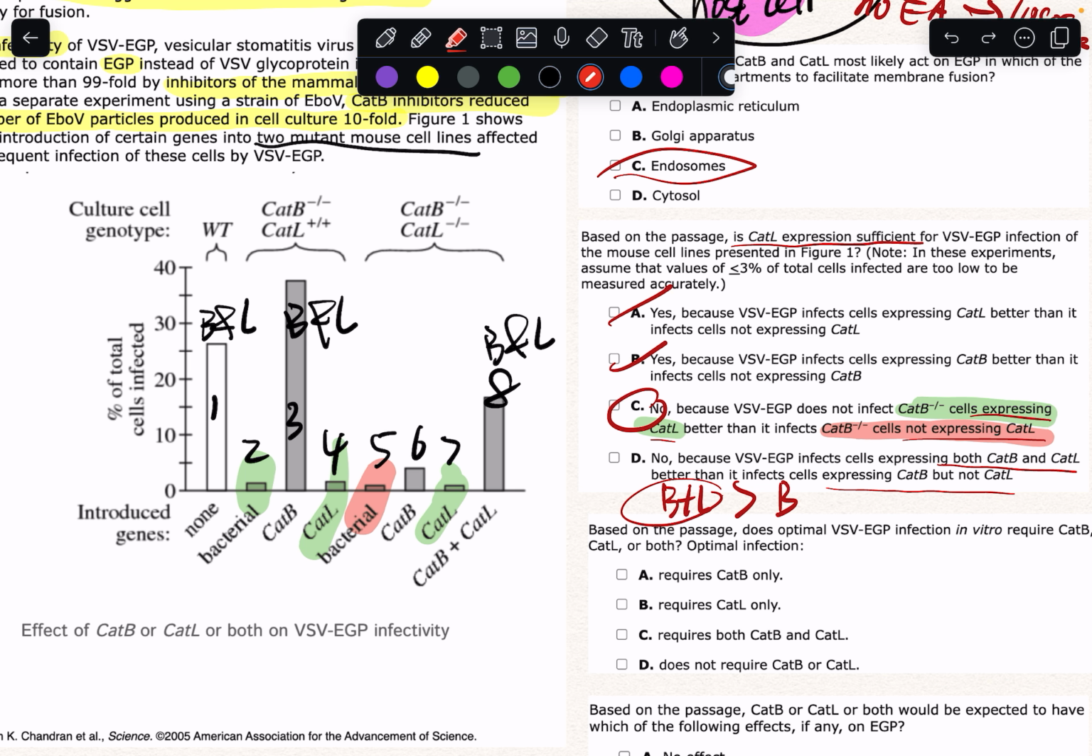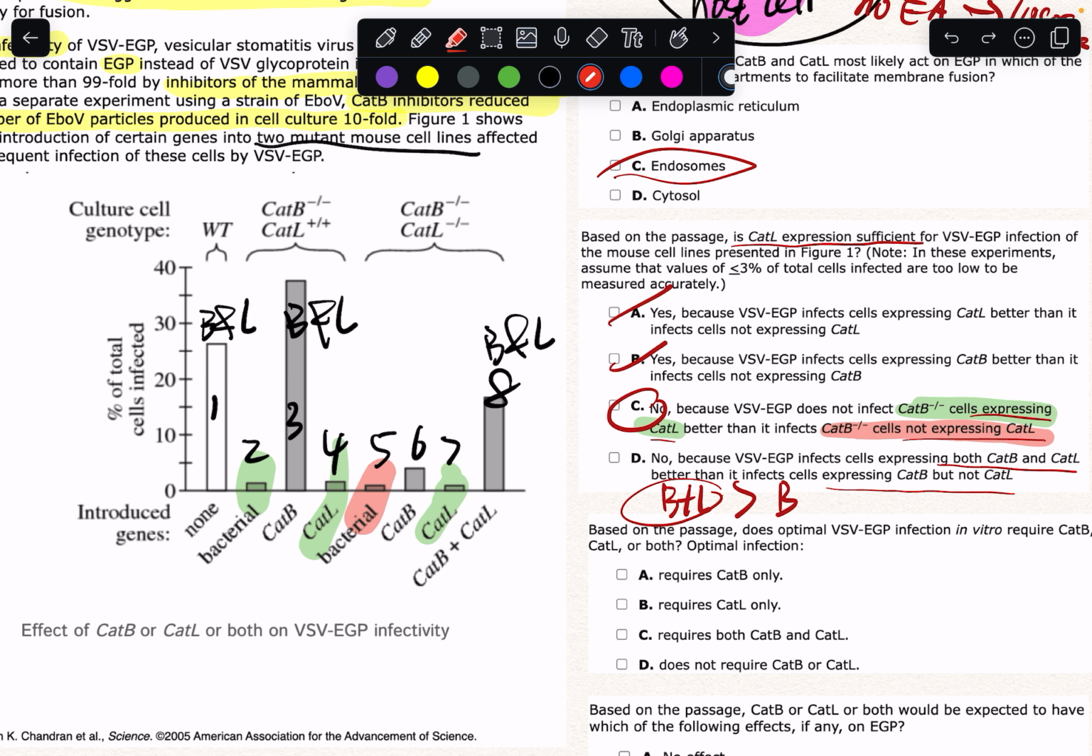So to compare all the green ones with the red one, do you see that the green ones are doing a better job infecting than the red one? No, right? The bars are not taller than the red one. So C is correct, because the cat B minus minus cells expressing cat L are not doing a better job at infecting than the cat B minus minus cells not expressing cat L. I hope that makes sense. So that's my red and green.